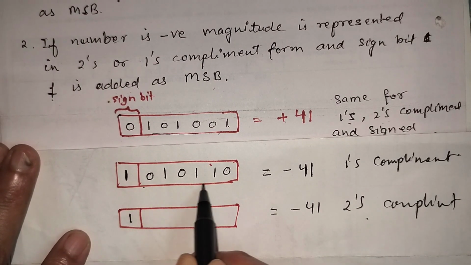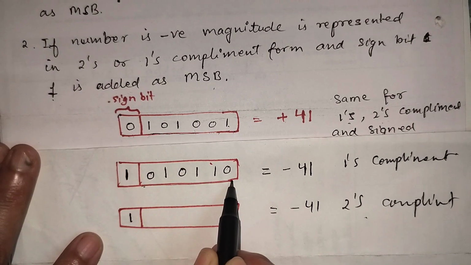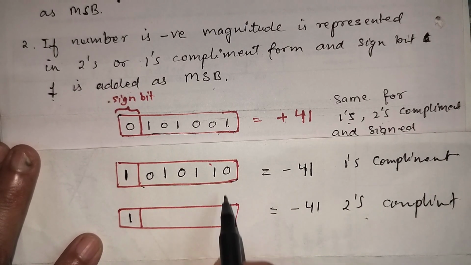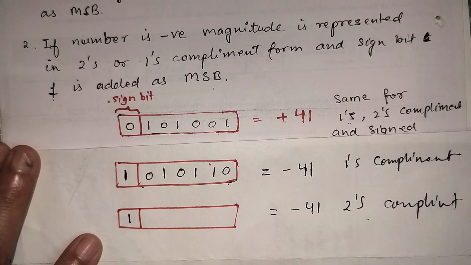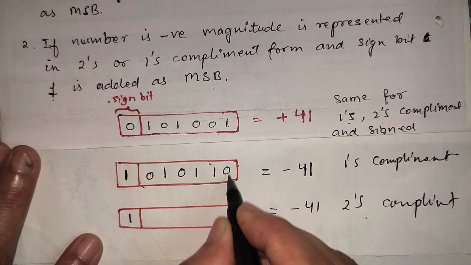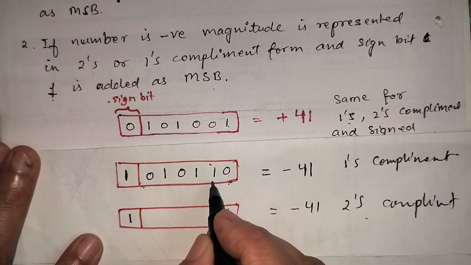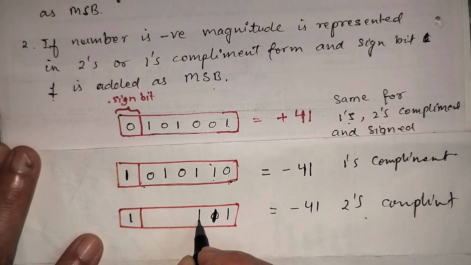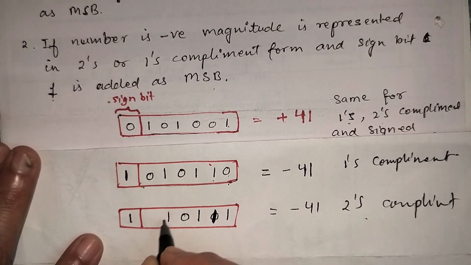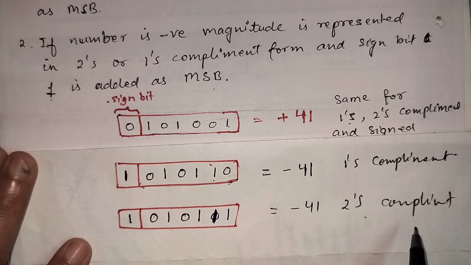As this is the true binary form and this is its 1's complement, we will add 1 to this number and we will get the 2's complement form. So we will add 1 here, 0 plus 1 is 1, and the rest will remain the same. It will be 1, 1, 0, 1 and 0. And now this is the 2's complement form.